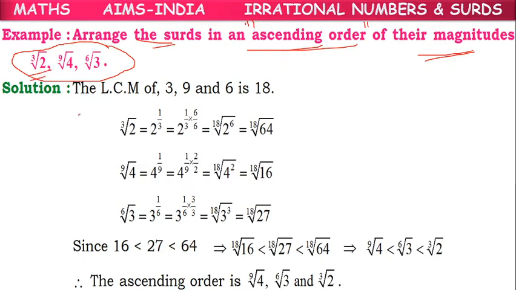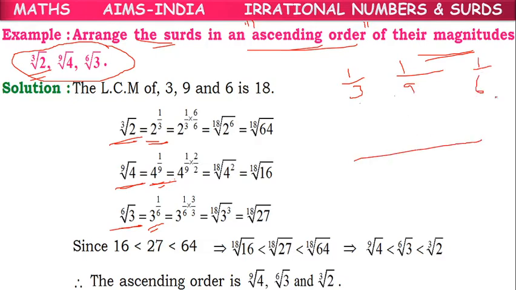So the cube root of 2, radical form, is 2 to the power of 1 by 3, exponential form. The 9th root of 4, radical form, is 4 to the power of 1 by 9, exponential form. The 6th root of 3, radical form, is 3 to the power of 1 by 6, exponential form. So what are the fractions in the exponents? 1 by 3, 1 by 9, 1 by 6.